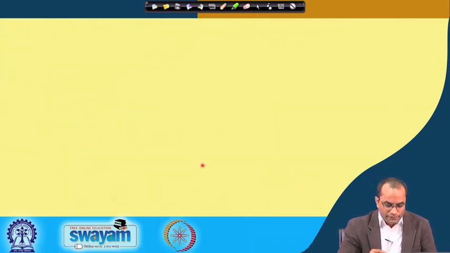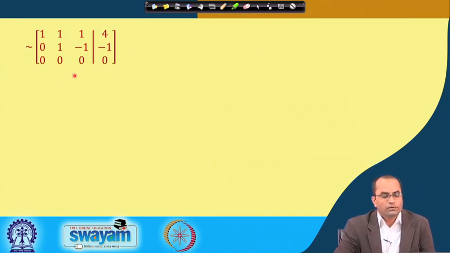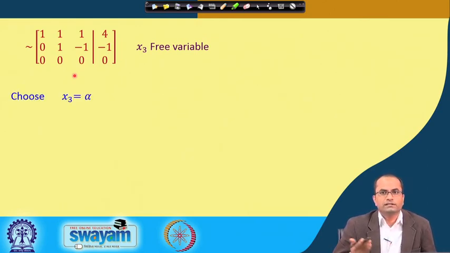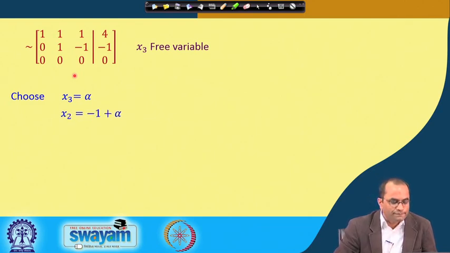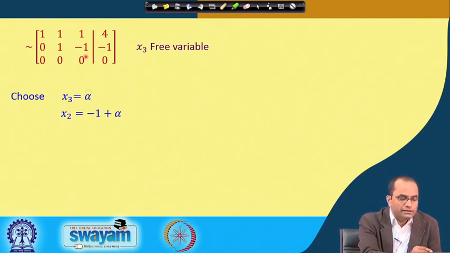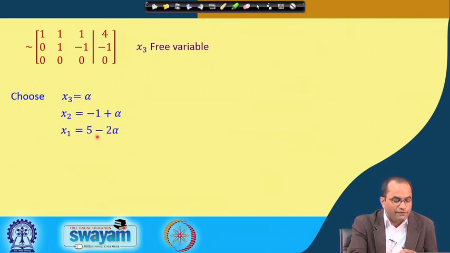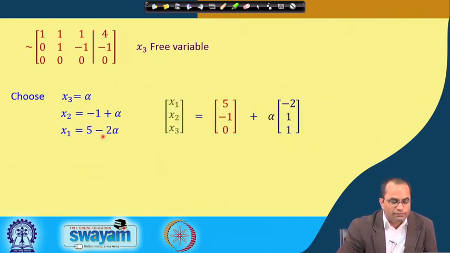So, now we have our system reduced in this form, where x3 is marked as a free variable. We can choose this x3 as some alpha, a real number. Once we have x3, then from equation number 2 we will get x2, because these are the dependent variables now. So x2 will be minus 1 plus alpha, that is, minus 1 plus x3, which is alpha. And we have x1 again from equation number 1: 5 minus 2 alpha.